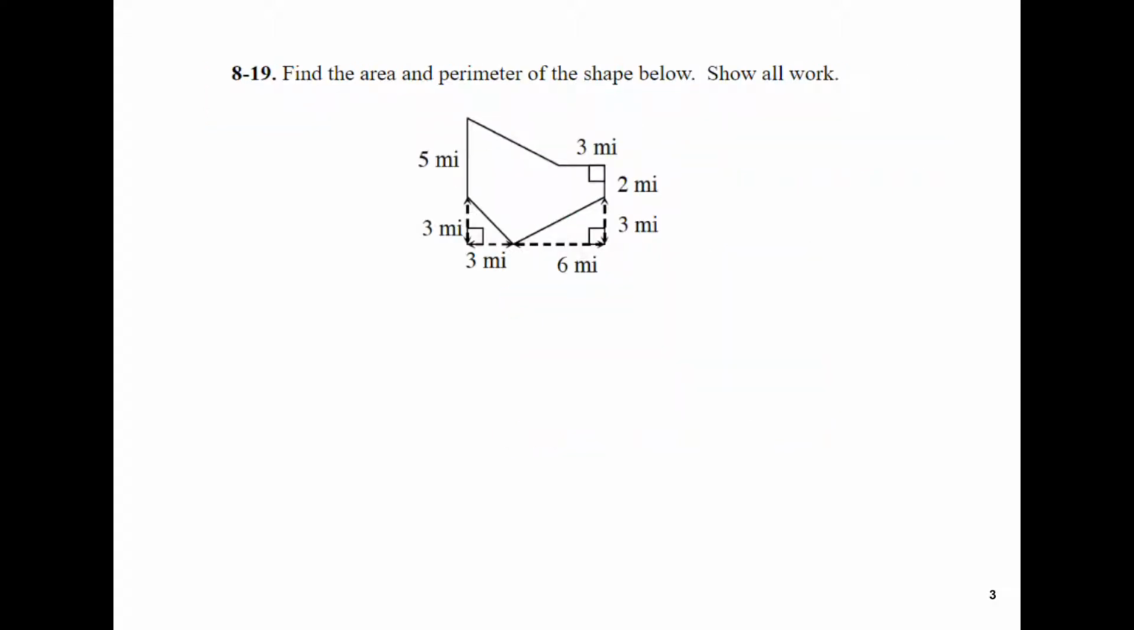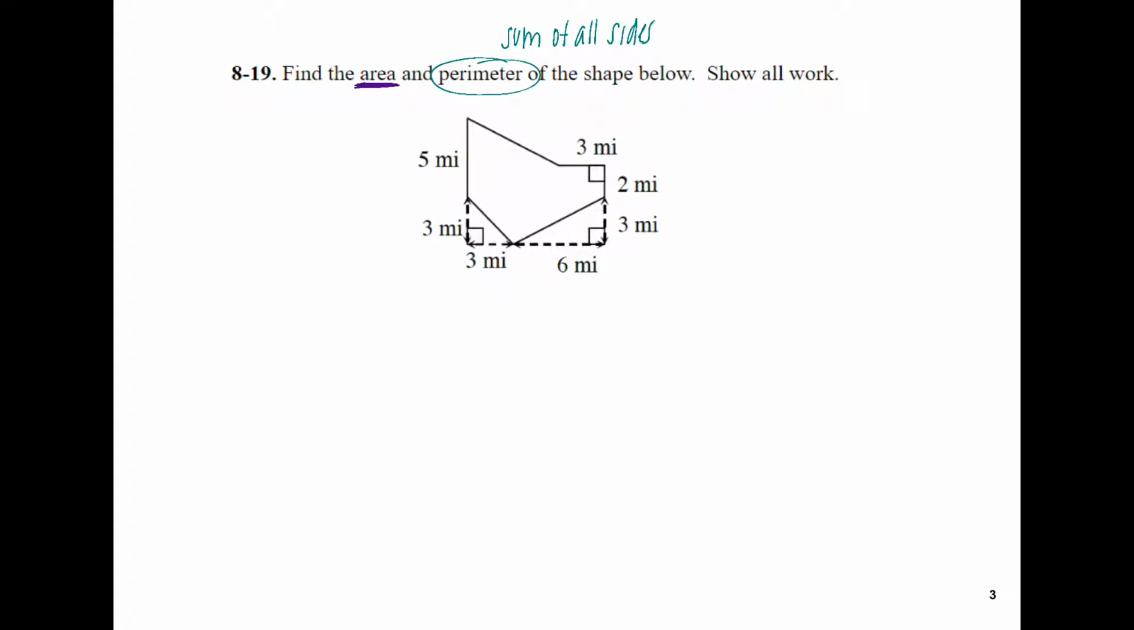8-19 says find the area and the perimeter of the shape below. When we find area of a shape, we are looking for the unit squared and everything inside. When we find the perimeter of a shape, we are looking for all of the outsides added up, so the sum of all these sides.